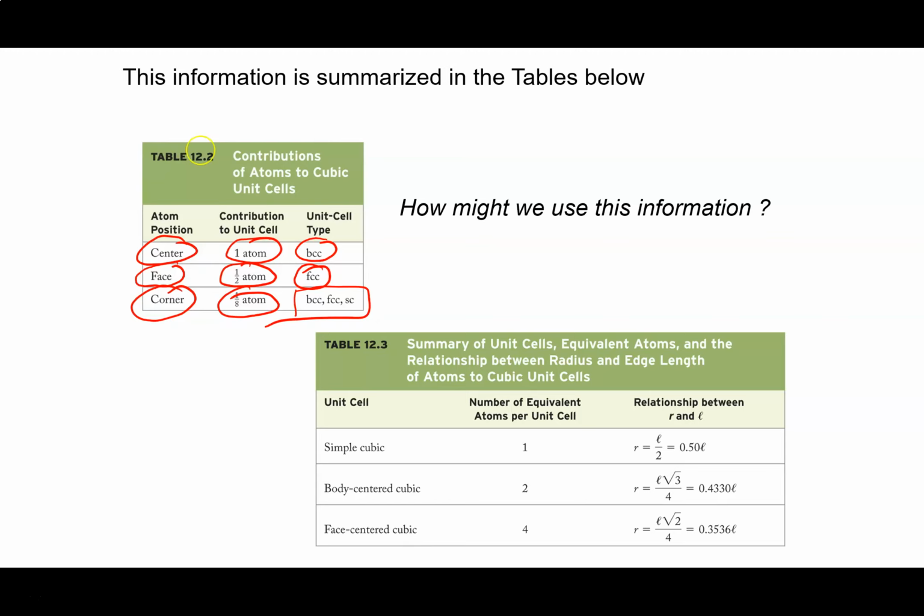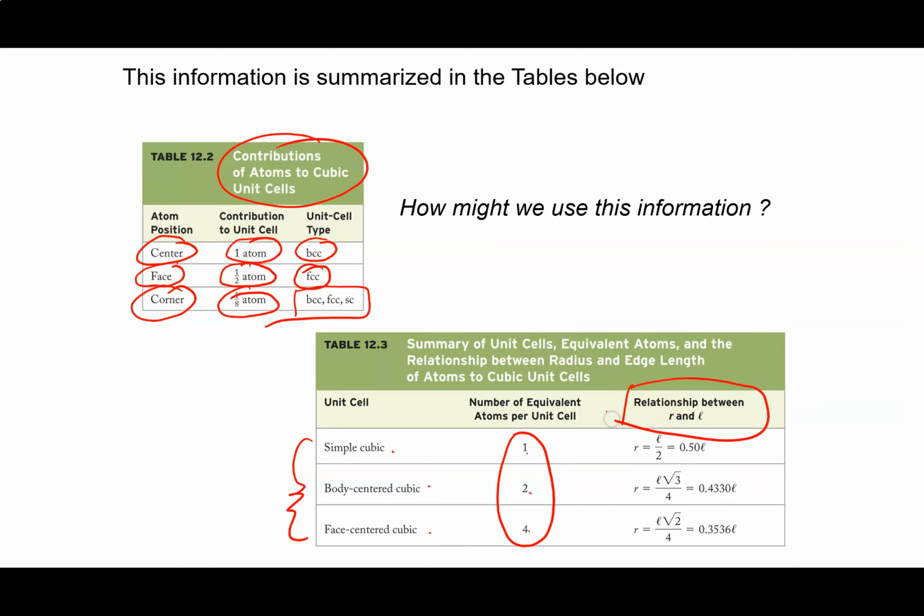So using this information, the contributions of the different atom types to cubic unit cells, we can go ahead and calculate how many atoms there are in the 3 different types of unit cells that we're interested in. So you get 1 atom per simple cubic unit cell, 2 atoms for a body-centered cubic unit cell, and 4 atoms for a face-centered cubic unit cell.